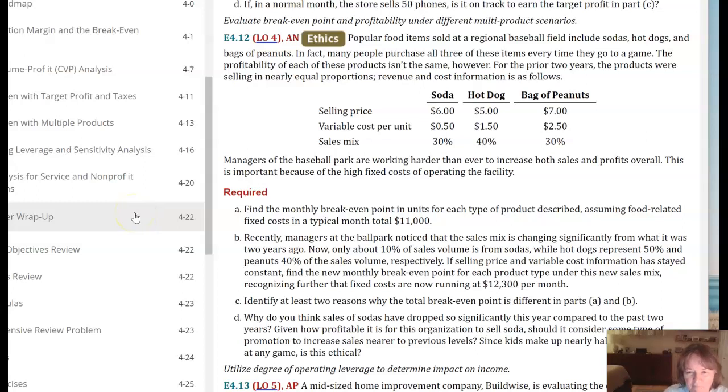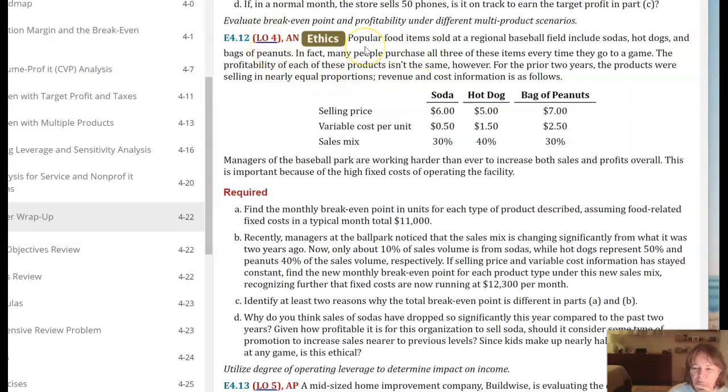Okay, this is problem 4.12, and this is another multi-product problem with different scenarios. They've also got an ethics thing in here, and I think we have to talk about ethics first before we go into it, but let's do this first though.